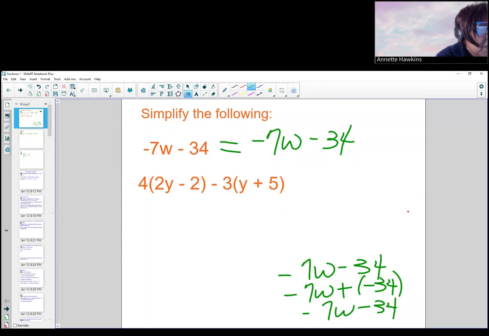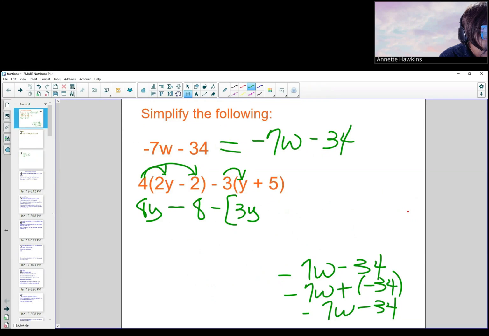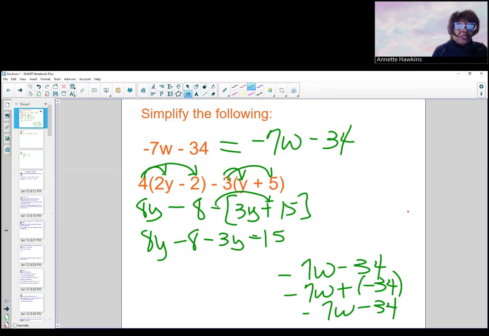Okay. Now in this one, we can remove parentheses. 4 times 2y is 8y, minus 4 times 2, which is 8. Now this is subtract 3 times y, which is 3y, 3 times 5, which is 15. So 8y minus 8 minus 3y, and then minus 15. Okay, and we want to go back and look at this one again in a different way.